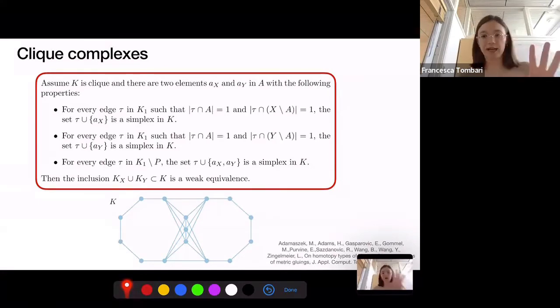So here you have your K that is, again, just a one skeleton. All the simplices of which you see the one skeleton are considered to be filled in.